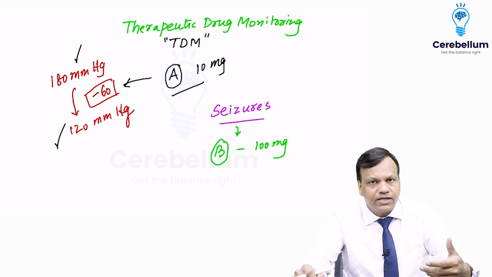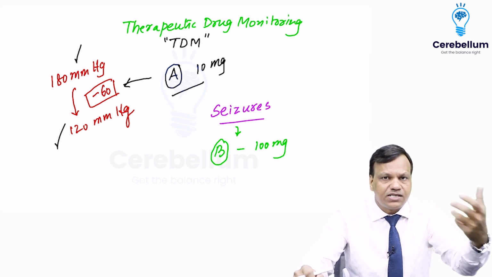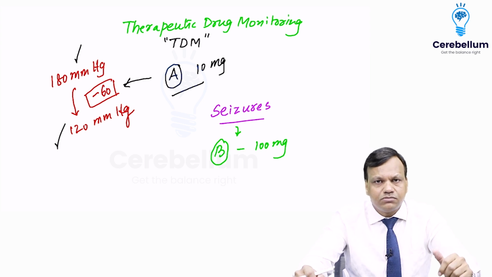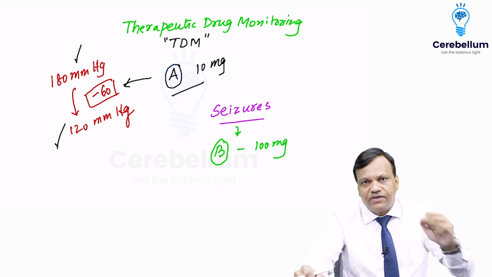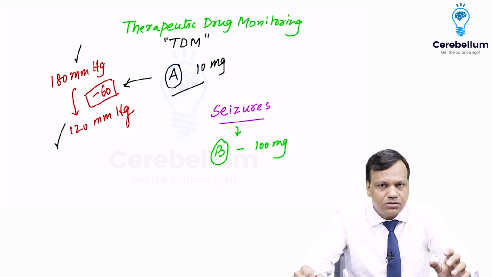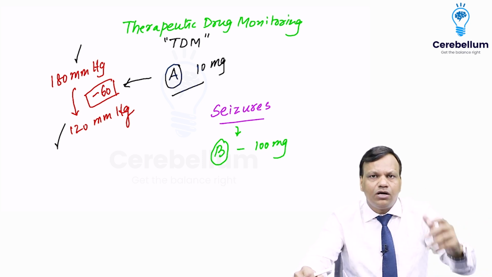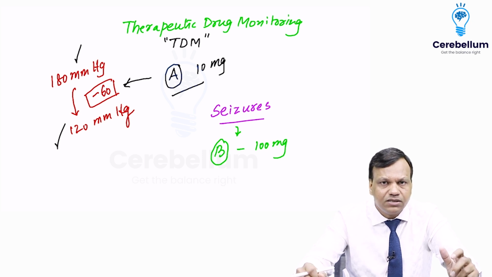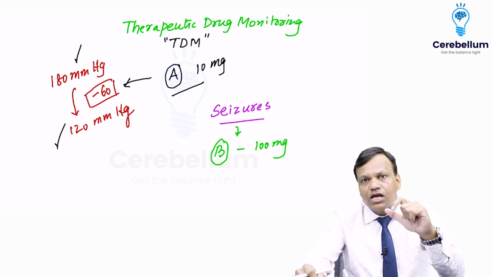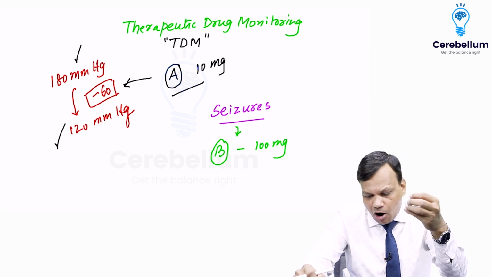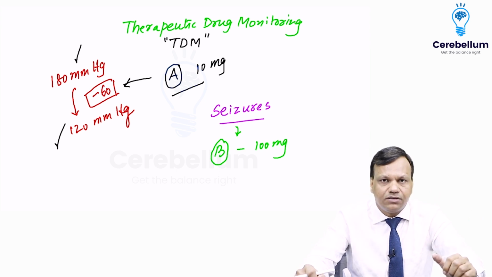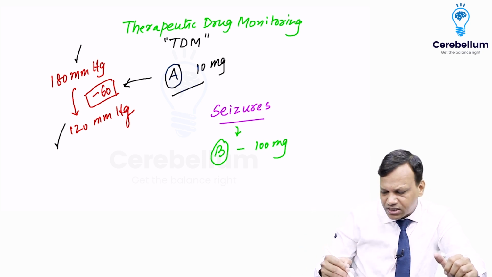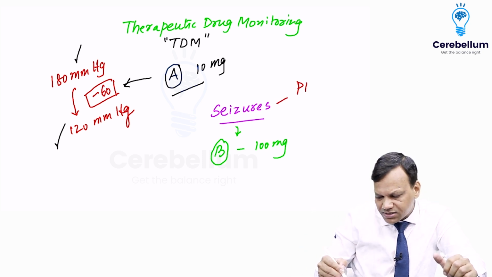Obviously, we will not wait for the person to develop another seizure and then increase the dose. Or wait for some side effect to happen and then decrease the dose. So here the problem is we cannot monitor the response, because even without the drug, the person may not develop seizure for a few days. So when we are not able to measure the response, how do we adjust the dose of a drug? We adjust according to the plasma concentration of the drug.